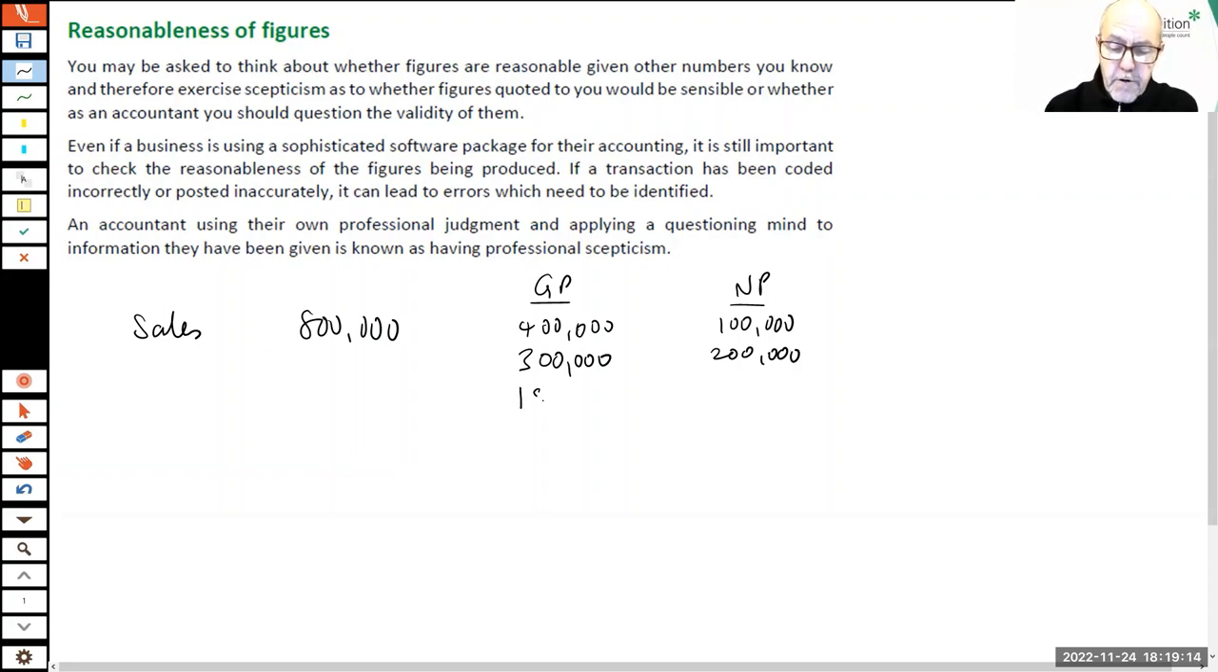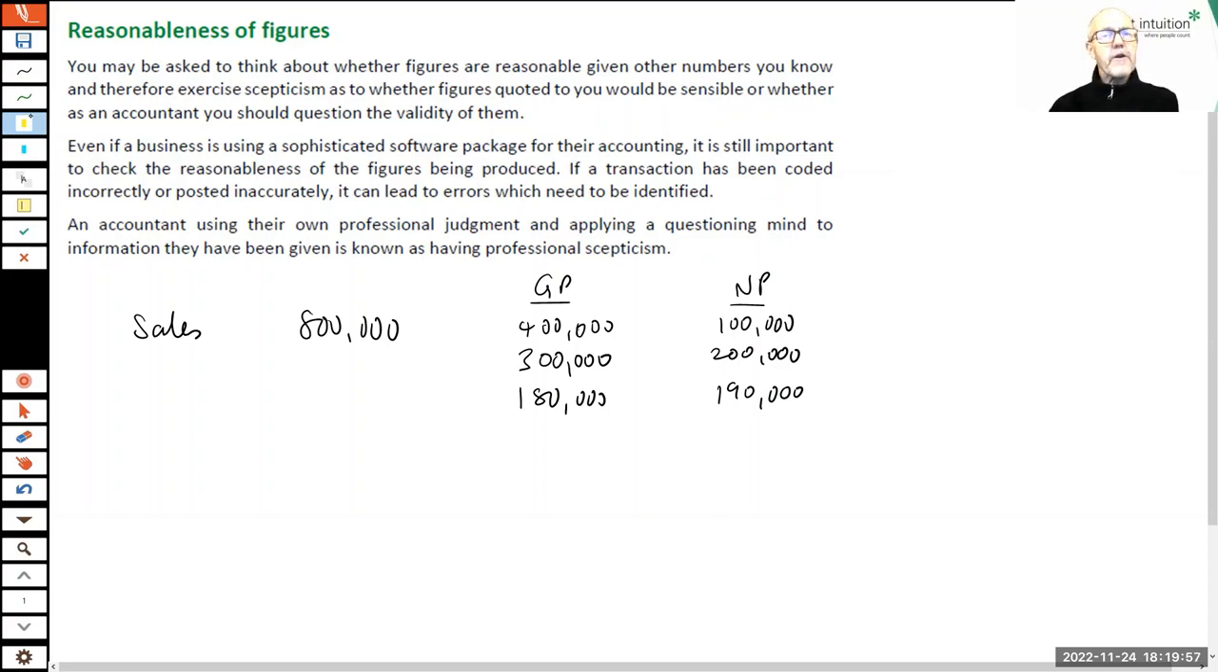What if we had a gross profit of 180,000 and net profit of 190,000? Anybody see a problem here? 190,000, that's not much different to the 200,000 that we thought was reasonable a minute ago. Do we think something's wrong in this set of figures? Anybody got any thoughts? Well, my thought is, for a start, you can't make more net profit than gross profit, because net profit is gross profit minus expenses.